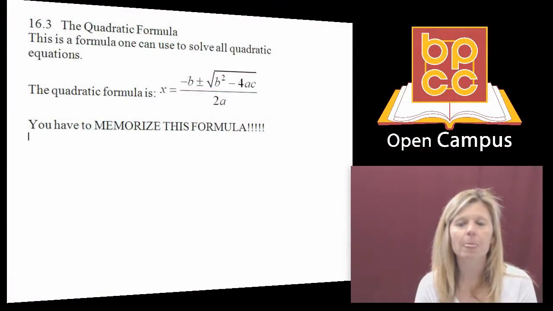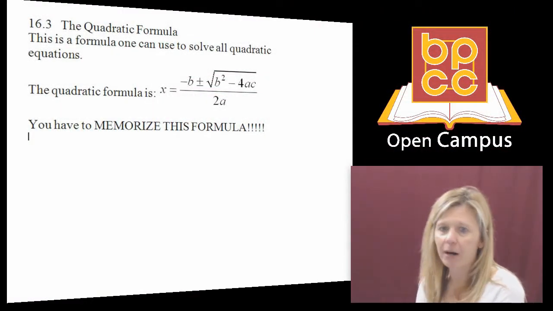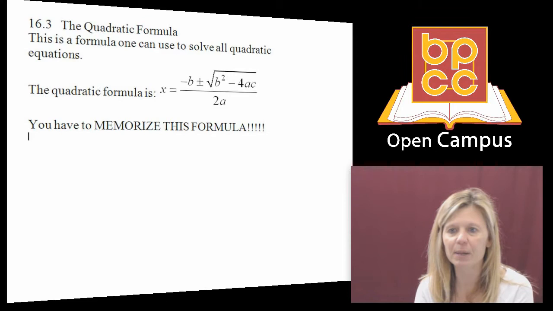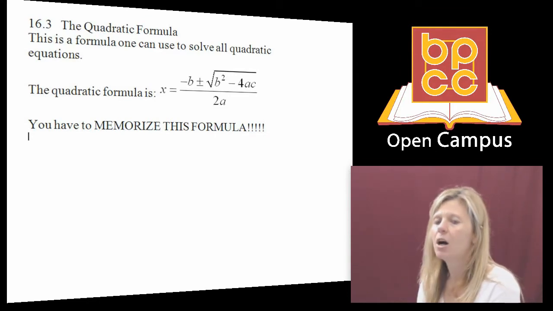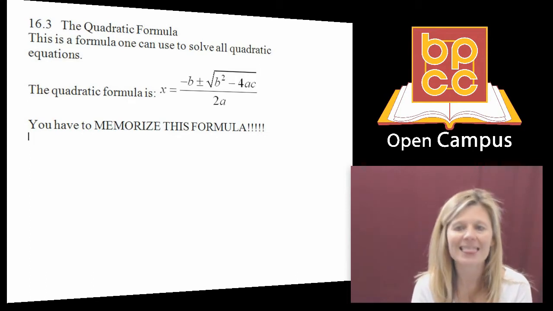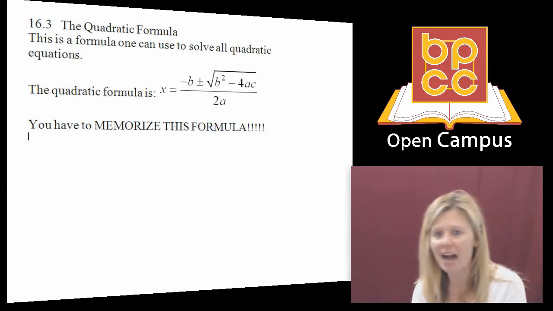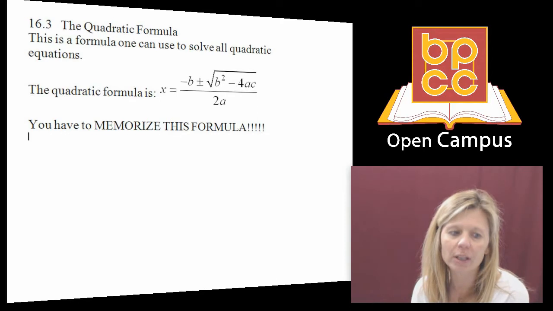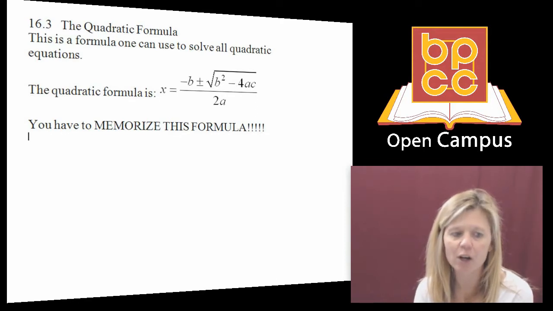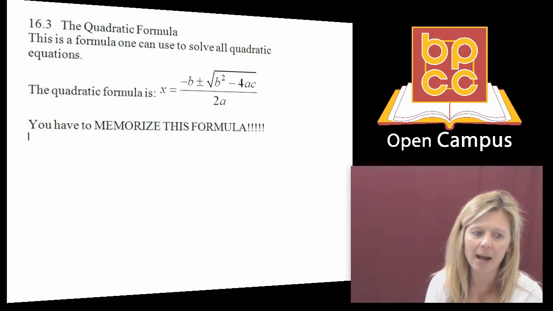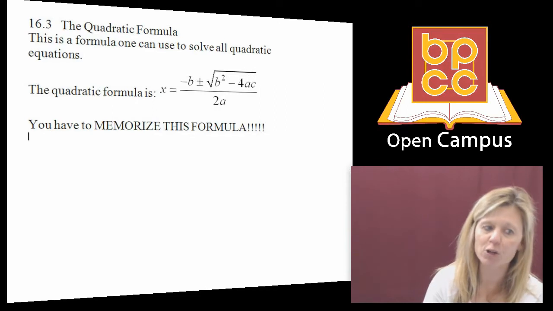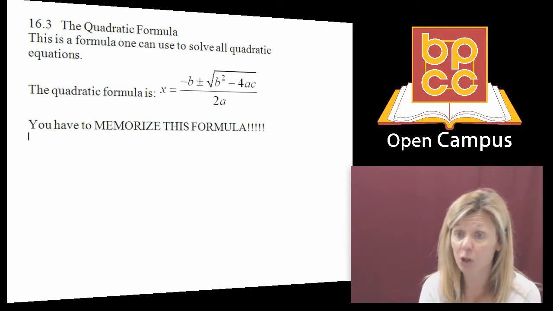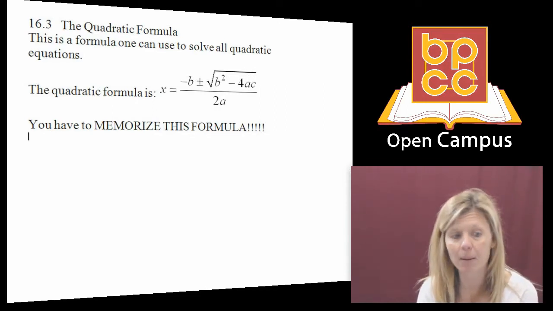If you look, there is a formula up there. X equals negative b plus or minus square root b squared minus 4ac divided by 2a. That formula is called the quadratic formula. You can only use that formula to solve a quadratic equation. If you look in that formula, there's a plus and a minus, which means you're going to get 2 answers. Now, the first part about using the formula is it's got to be memorized.